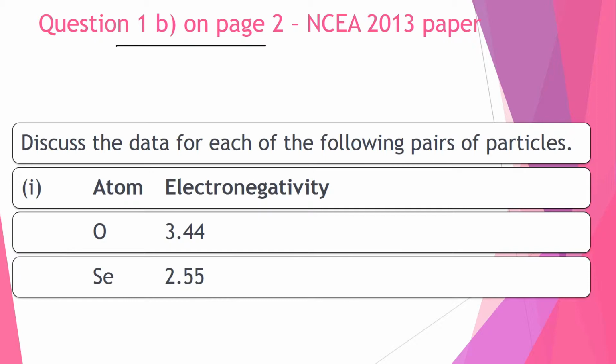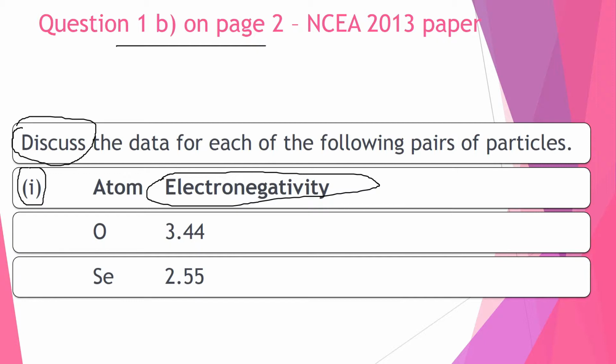And the pair, for this particular question, for Roman number 1, is oxygen and selenium. And the periodic trend that they're going to look at is electronegativity. So oxygen has an electronegativity of 3.44 and selenium has an electronegativity value of 2.55. So your question is, discuss. You're going to tell them why selenium has a lower electronegativity when compared to oxygen.